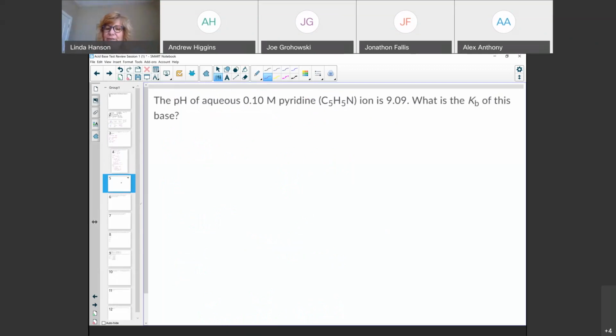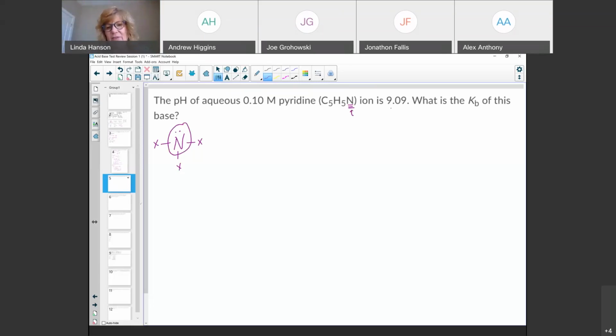Here we have a question where I finally work an equilibrium problem asking about a KB. We're given a pH of a 0.1 molar pyridine compound. Now, pyridine, I know is a base because I see a nitrogen in it. Just keep in mind that anytime you see a nitrogen, think of it as an ammonia derivative. That nitrogen has 3 bonds and a lone pair. I don't really care what's attached to those 3 bonds. It's this part that's of interest in acid-base chemistry. So it's the nitrogen that lets me know it's acting as a base.